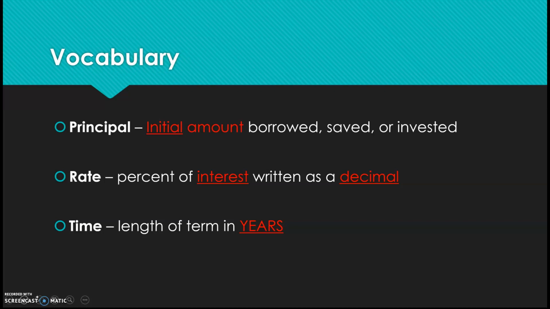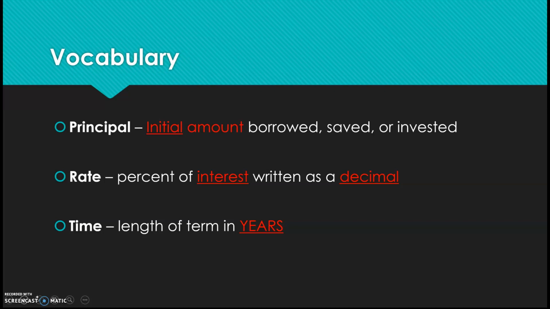All right, so these are the 3 really important terms when calculating interest. One is principal. Principal is the initial amount borrowed, saved, or invested. If I put $200 in the bank, that's my principal, the money that I put in the bank. If I borrow $30,000 for a car, that's the principal. That's the initial amount that I borrowed.